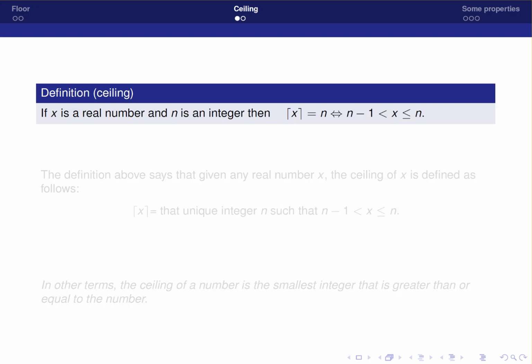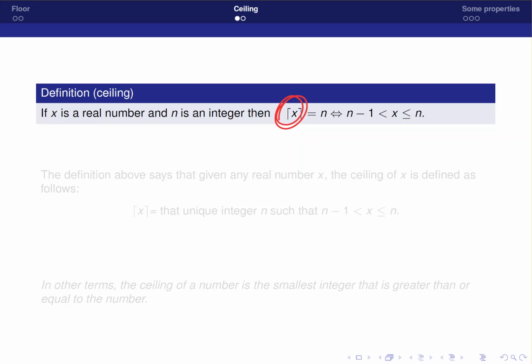With the floor definition behind us, let's take a look at the ceiling definition. So, what is the ceiling of a number x? Given an x that is a real number and n that is an integer, the ceiling of x, denoted with this symbol, is basically the smallest integer that is greater than or equal to the number x.